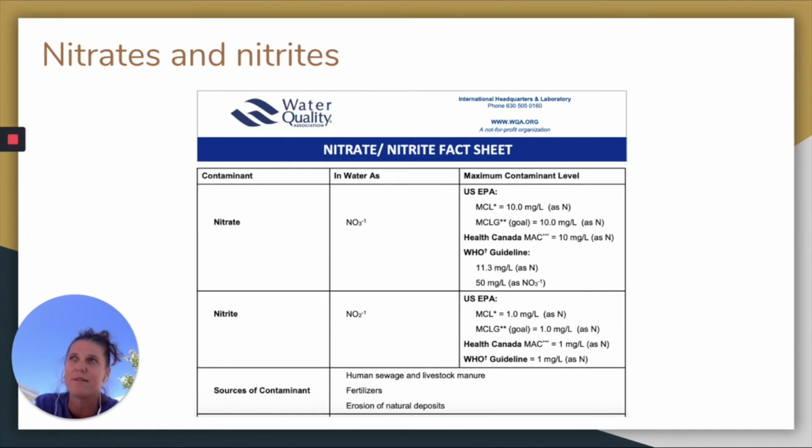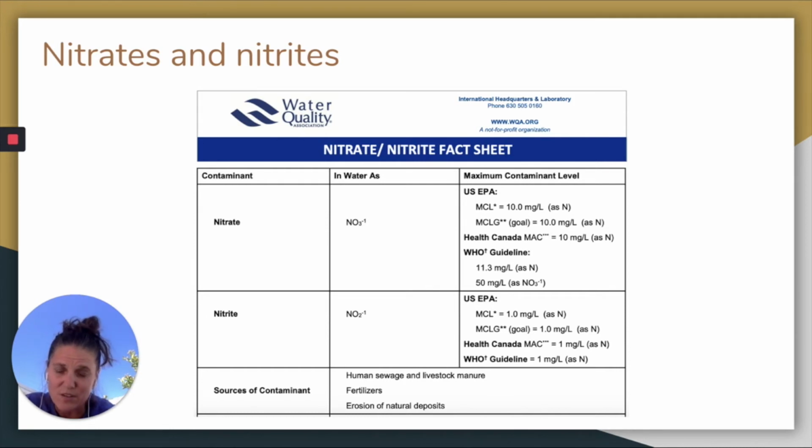And there are healthy levels of nitrogen, and then there are unhealthy levels of nitrogen. The difference between nitrate and nitrite is just how many atoms of oxygen it has attached to it. Both of these, nitrates and nitrites, you want to have in your water at a healthy level. Sometimes if you have too much human sewage or livestock manure going into the water, you can get a contamination level that would be considered unhealthy.